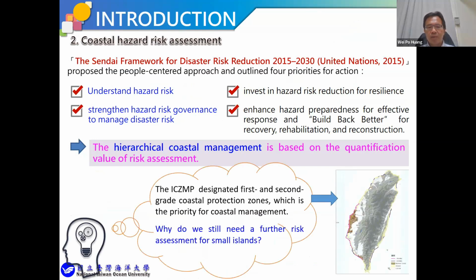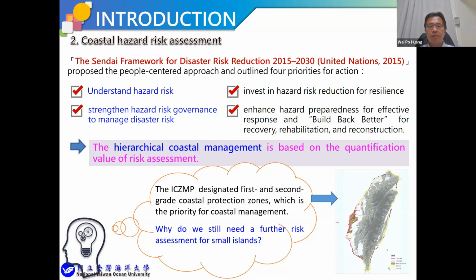Efficient coastal management can be effectively linked to this hierarchical structure by leveraging quantified values derived from risk assessment. This approach ensures that coastal management strategies are informed by a comprehensive understanding of specific risks in a given area.